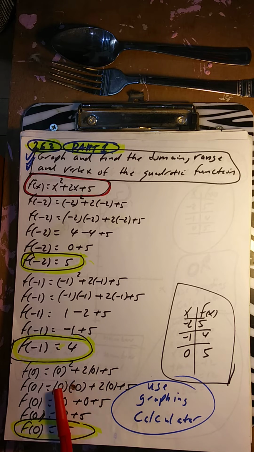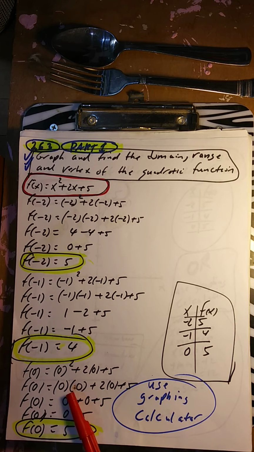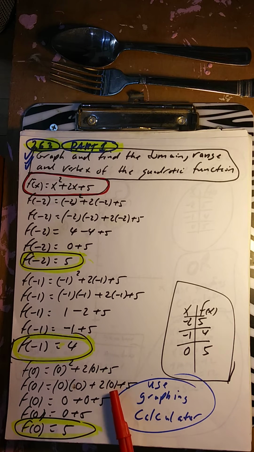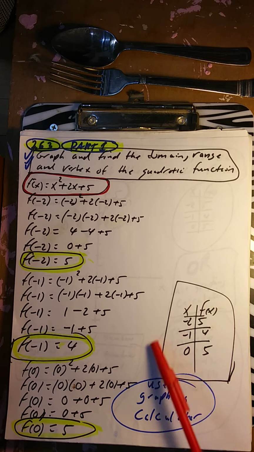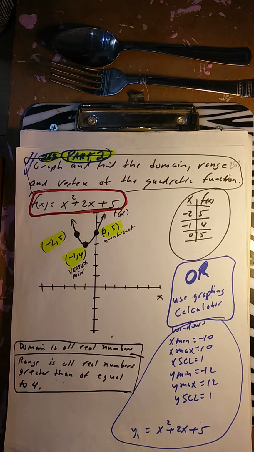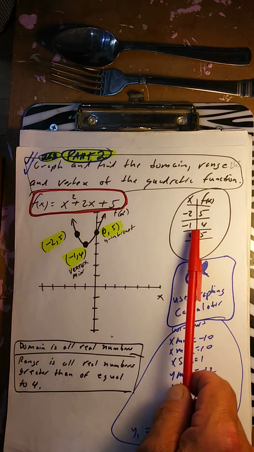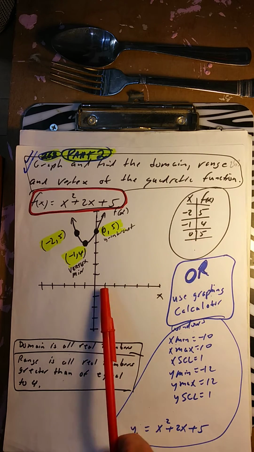So now we have 0. Put a 0 there. So we have 0 times 0 is 0, times 2 times 0 is 0. So that's going to be 0 plus 5, 5. So we have points. Can we draw this? Yes, of course we can. Put them in there. So -2 up 5 spaces, -1 up 4 spaces, and 0 up 5.